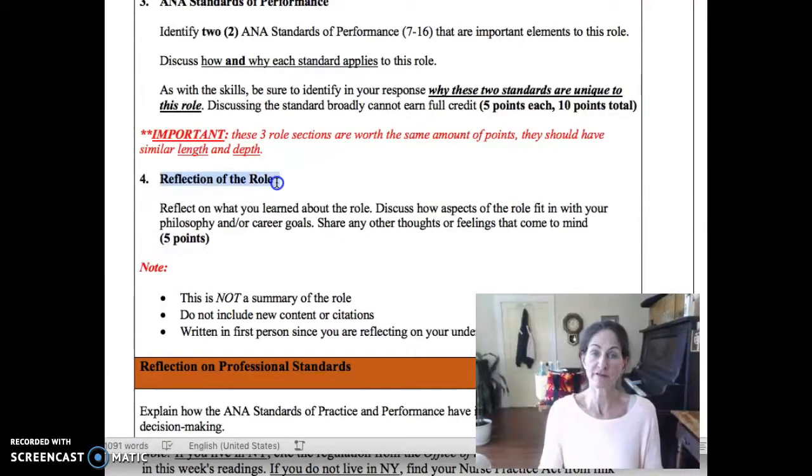Then compared to the reflection of the role, that's just worth 5 points. So a little bit less, okay? And when you write about this, it's what do you think about the role? How does it fit in with your philosophy or maybe your career goal, or just what are you thinking about it? Did anything surprise you?